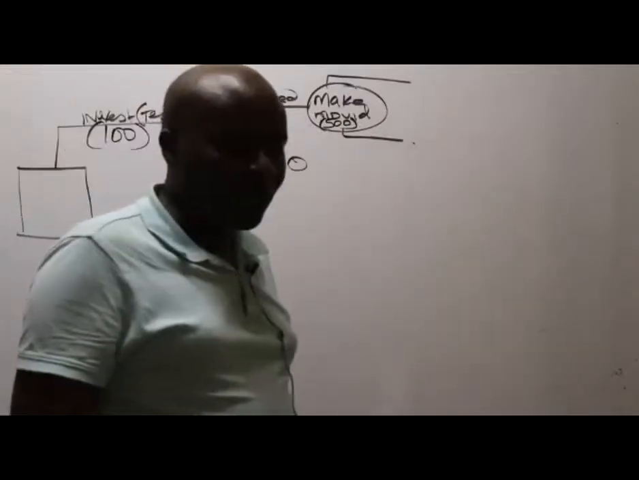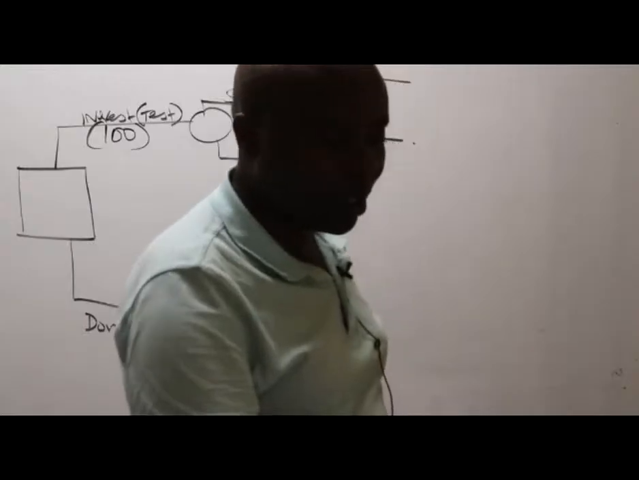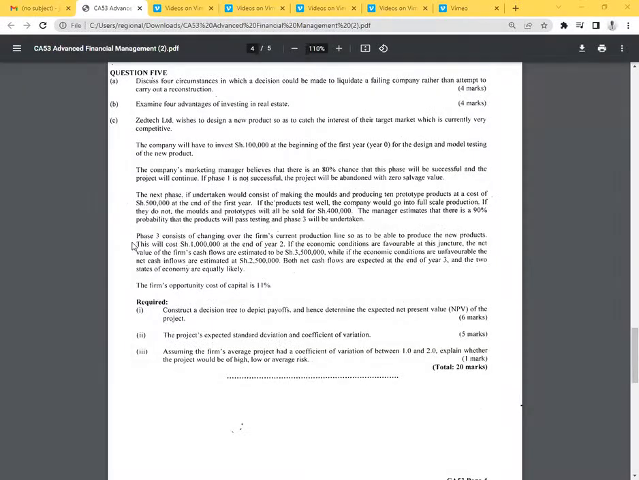So what have they told us, ladies and gentlemen? What they've told us here in the question is this: that the next phase, if undertaken, would consist of making the molds and the prototype, producing 10 prototype products at a cost of 500 at the end of the first year. Remember, they never told us 500 each. If they told us 500 each, then I would have multiplied to get the total cost. Here it is the 10 prototype products that will cost 500 in total.